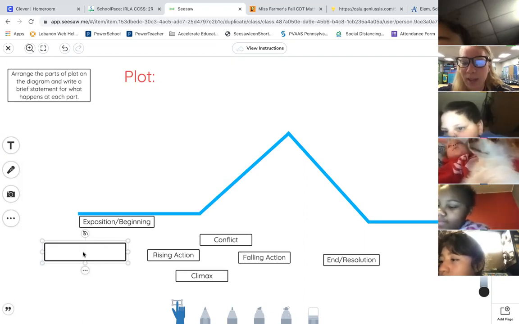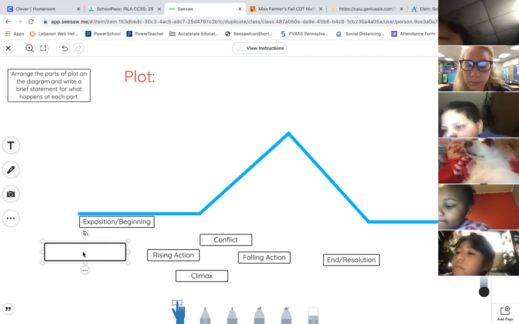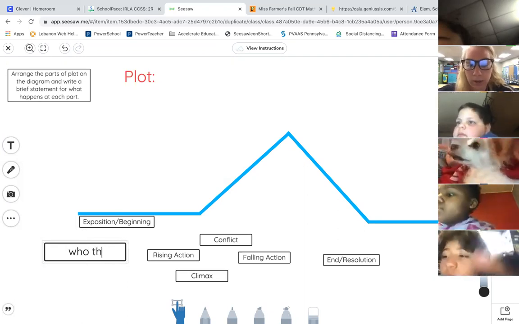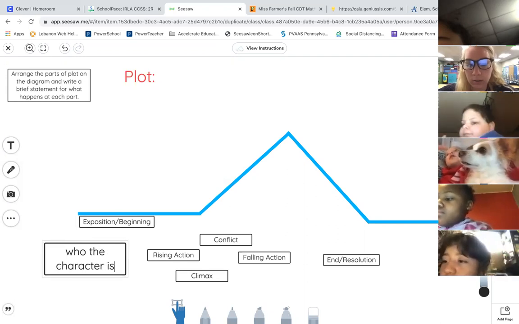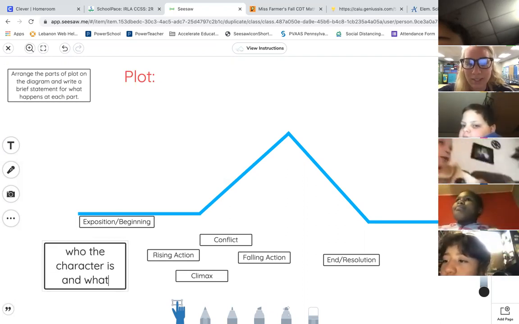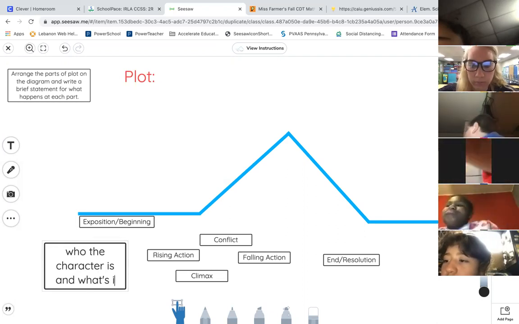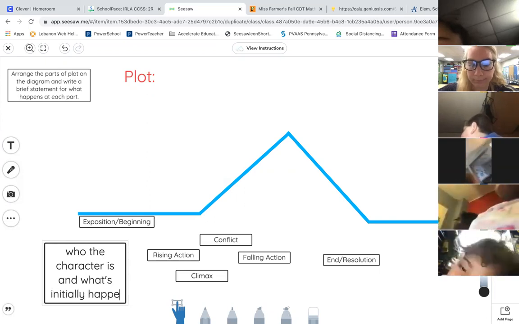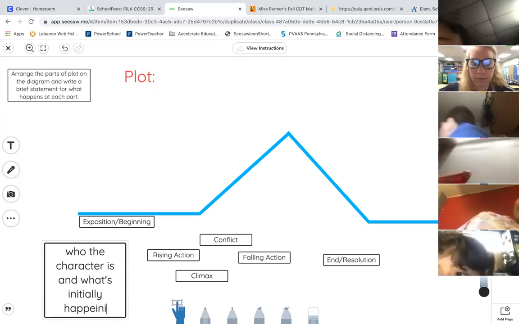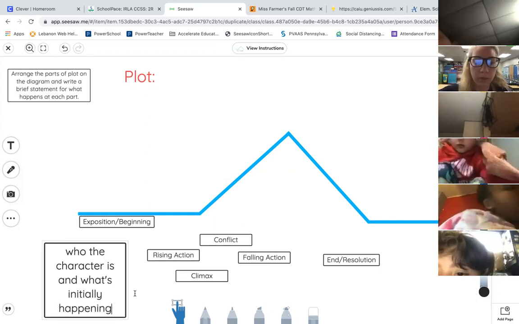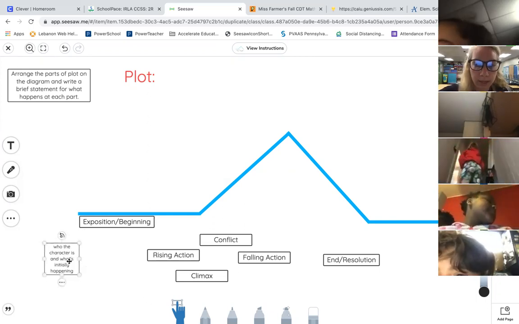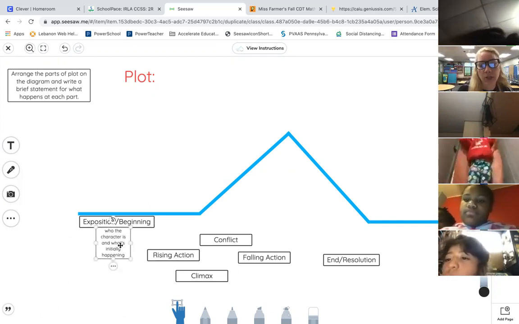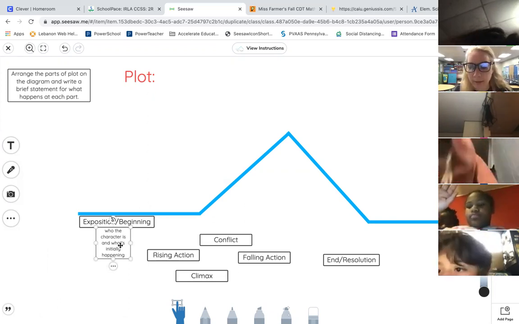In the beginning, we're going to write about the starting space. So we're going to write who the character is and what's initially going on, what's initially happening. So that's what happens in the beginning, right? Then what goes next? Rising action, climax, conflict, falling action, or the resolution?